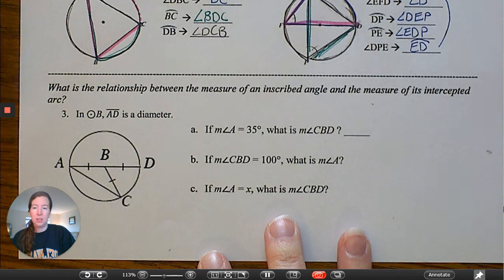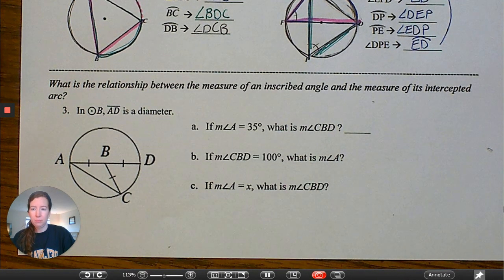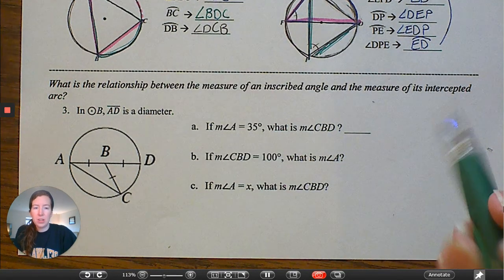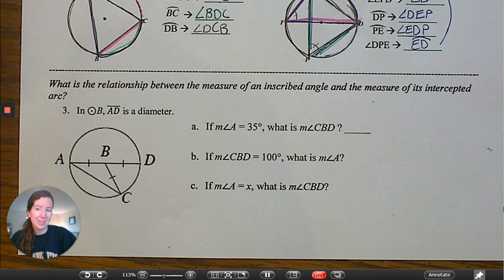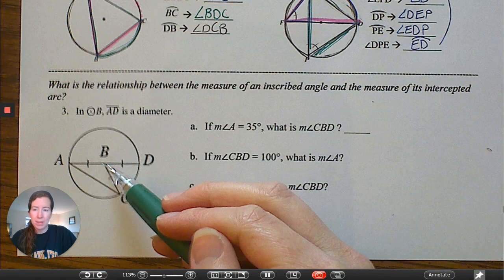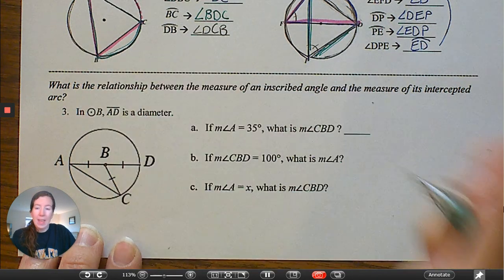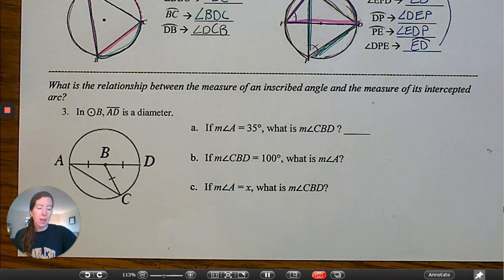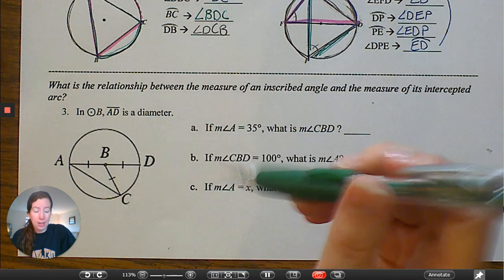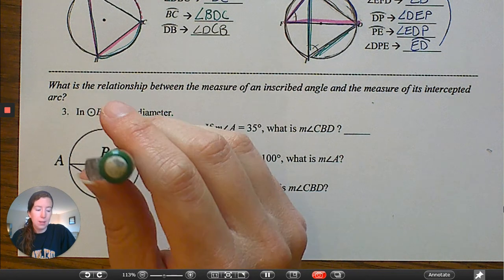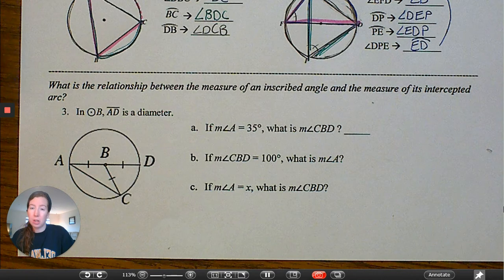So let's take a look at some examples. What is the relationship between the measure of the inscribed angle and the measure of its intercepted arc? Let's find out. So here's circle B, so that means that B is the center point. AD is the diameter. It's kind of unnecessary, but it helps us to see that AB, BD, and BC are all congruent because they're all radii. In any circle, all the radii are congruent.